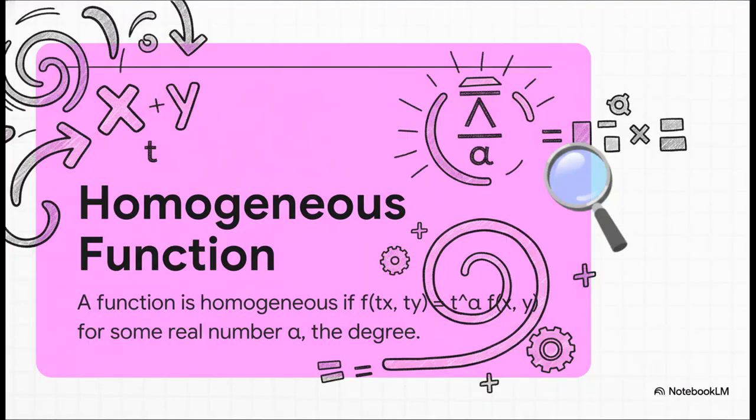Okay, so here's the formal definition, and this is really the heart of our test. A function is called homogeneous if, when you replace every single x with tx and every y with ty, you can neatly factor out that t raised to some single power. That power, we call it alpha here, that's the degree.